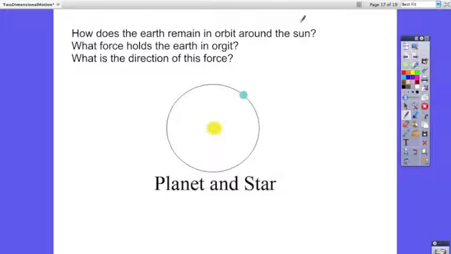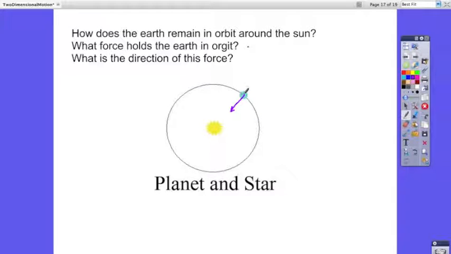How does the Earth remain in orbit around the Sun? Well, there is a force. What is it? Gravitational force, right? There's a gravitational force, the Sun pulling on the Earth. So the force would be directed this way. What force holds the Earth in orbit? Well, sorry, I just answered that. It's the gravitational force. And the direction of this force is towards the Sun.